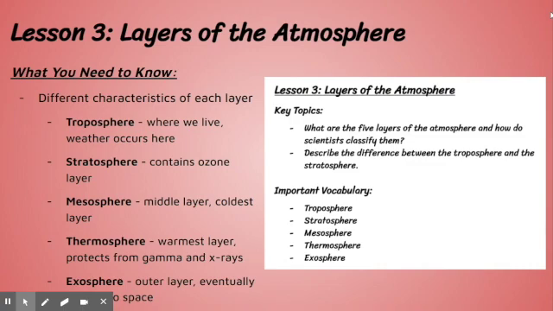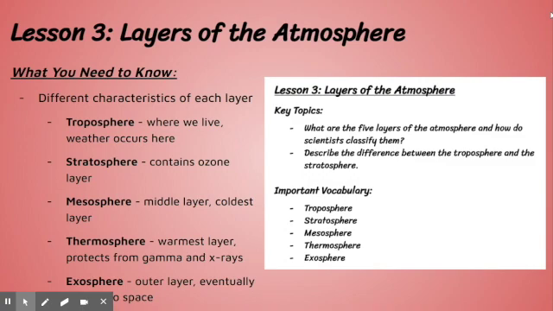The troposphere is the layer we live in, and it's the layer where weather occurs. Moving on, the stratosphere contains the ozone layer, which is very important. Make sure you know that the stratosphere has the ozone layer and make sure you know what the ozone layer is. Next is the mesosphere. The mesosphere is the middle layer and it's also the coldest.